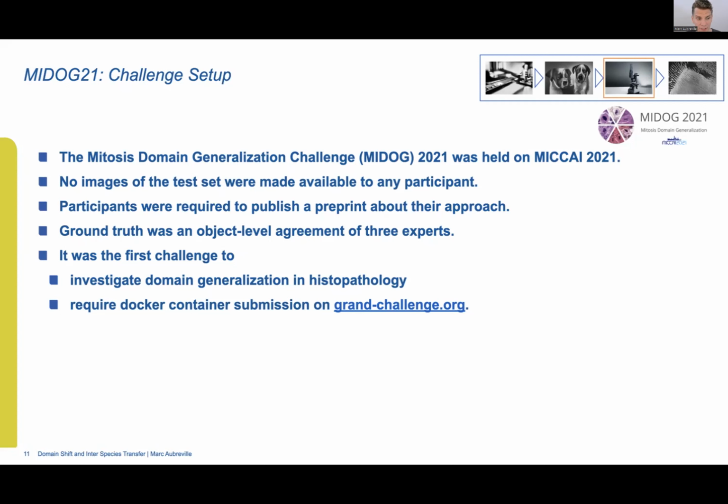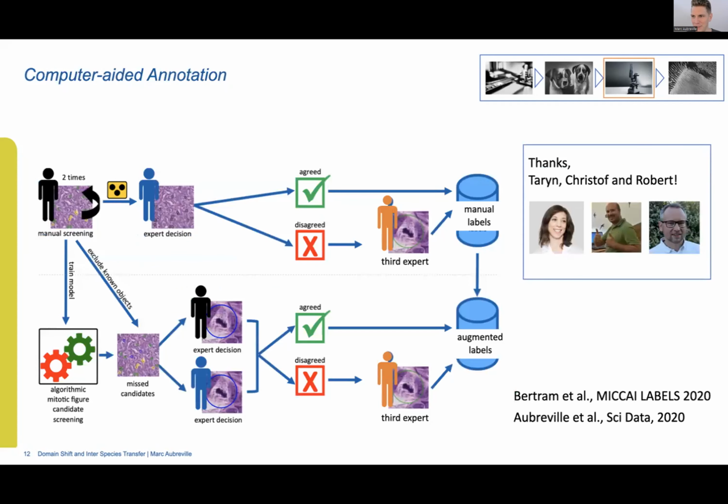It was the first challenge to investigate domain generalization in histopathology, at least from what we know. It was the first challenge to really require a Docker container submission on grand-challenge.org for that purpose. So we thought that this was a big success. Also, the team from TIA participated with a lot of success actually, in both challenges. And the next one I will talk about a little bit later.